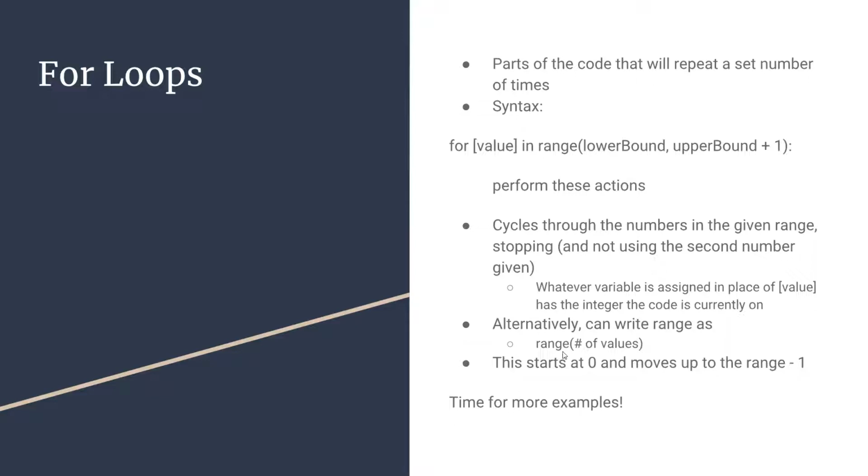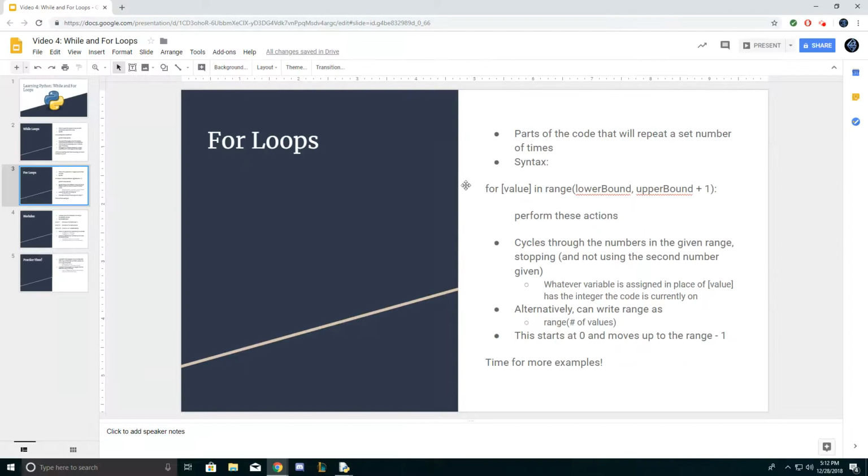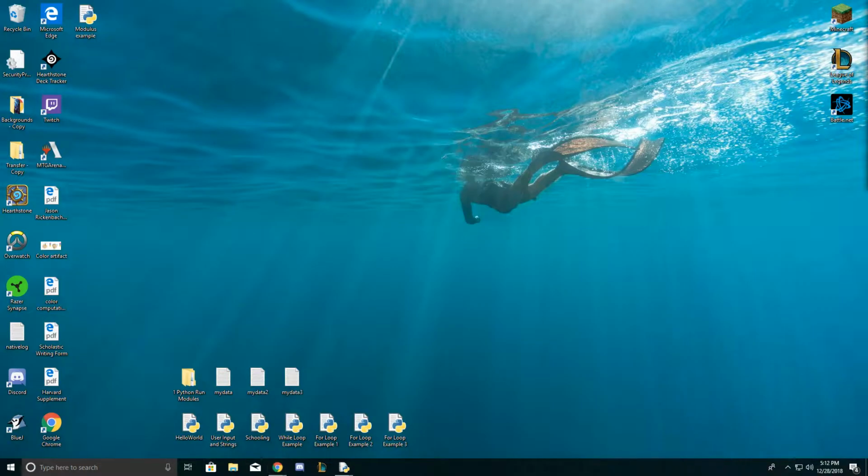So we would write range is 11, and the range will always start at 0 and always go to whatever the number you put in minus 1 is. That's why if we say 11, we have 0 to 10, and that's exactly what we want. So let's look at some more examples of for loops here.